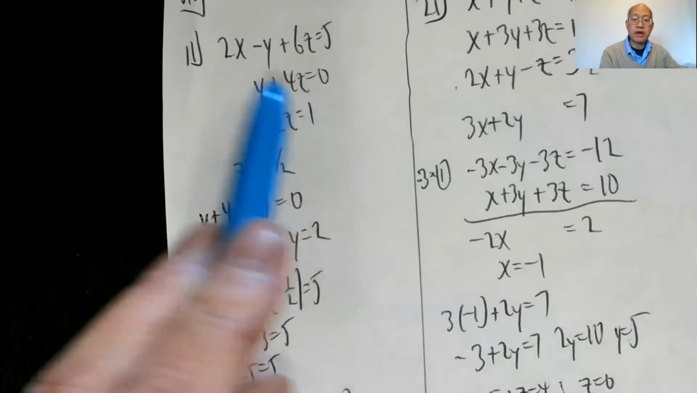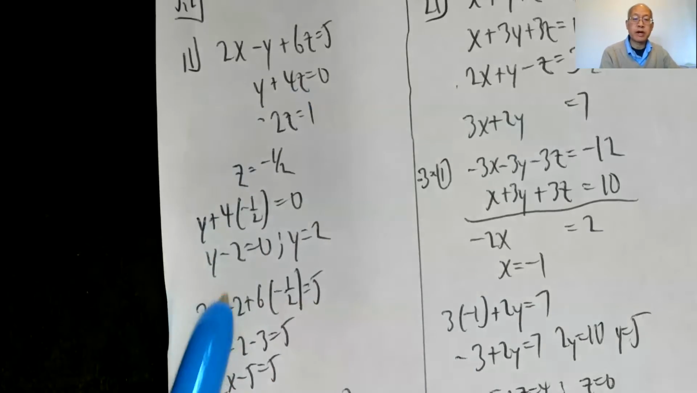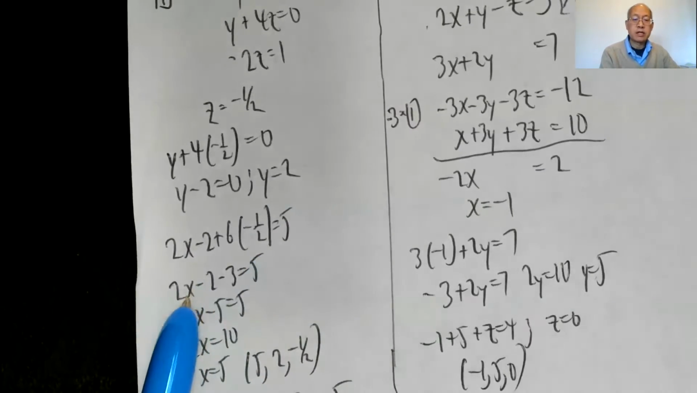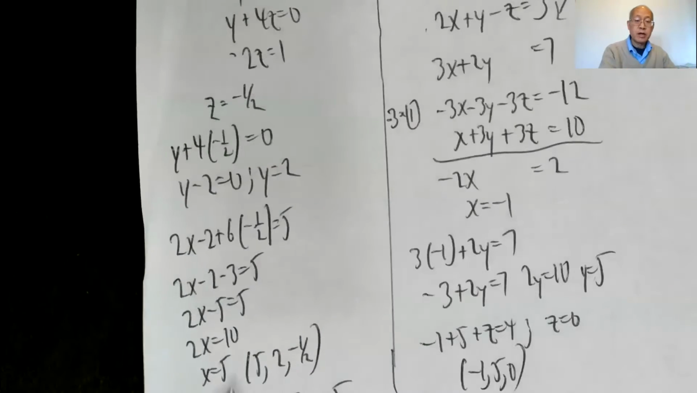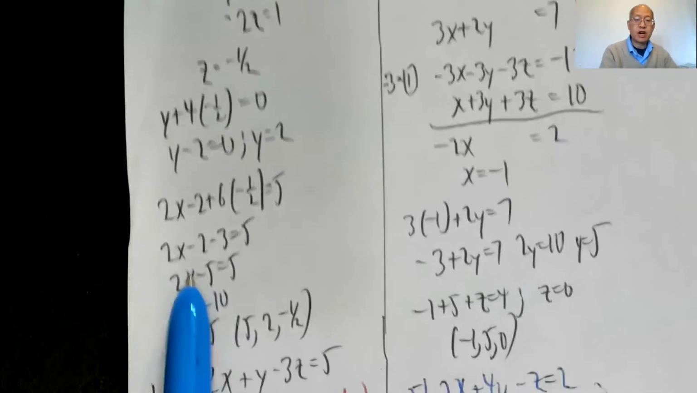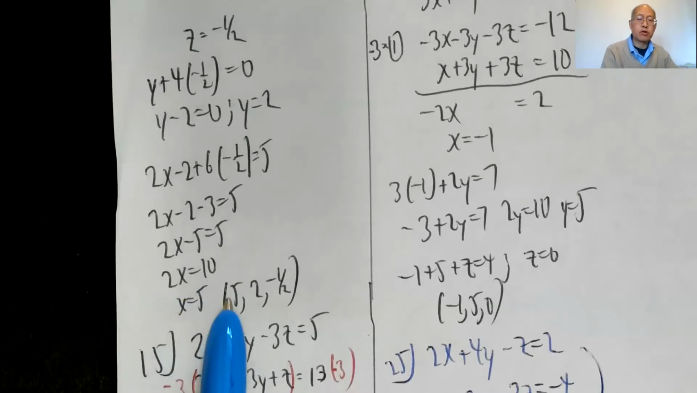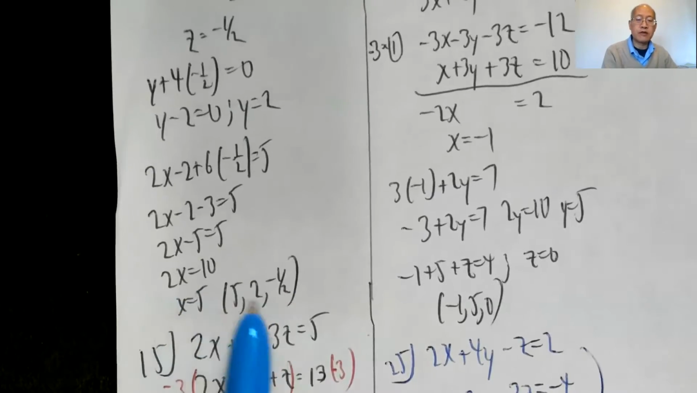Then plug in the negative a half and the 2 in the top equation. 2x minus 2 plus 6 times negative a half is 5. That's 2x minus 2 minus 3. That gives me 2x minus 5 equals 5. Add 5 and divide by 2. X is 5. So the ordered triple x, y, z is 5, 2, negative a half.